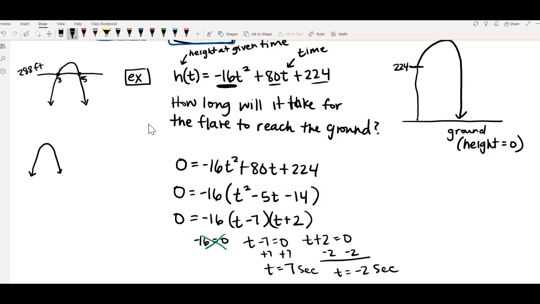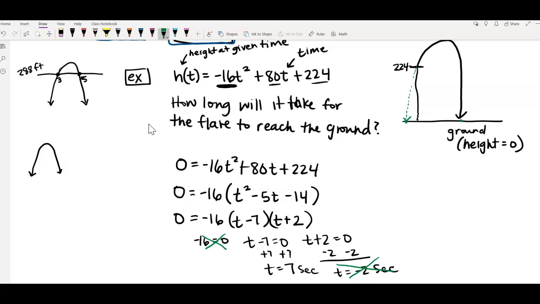Well, how is that even possible? It can't take a negative amount of time, so that's why we have to exclude this one. It's called an extraneous solution because we don't need it in the context of this problem. And the reason why it ends up being negative is because if this parabola was to continue down here, then those would be the 2 places that it would be hitting the ground. And so that's what that negative 2 represents.